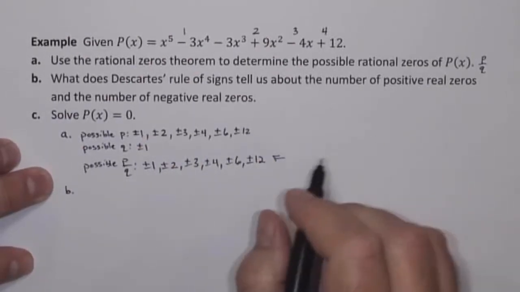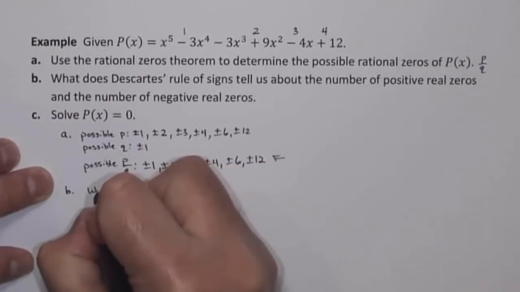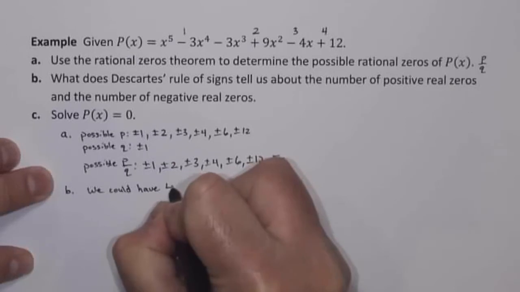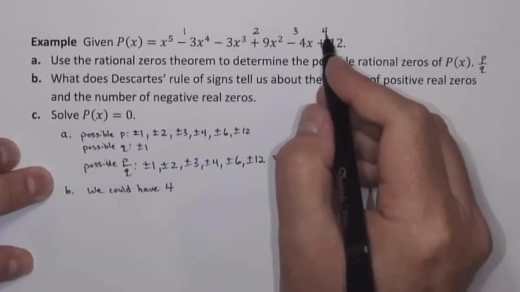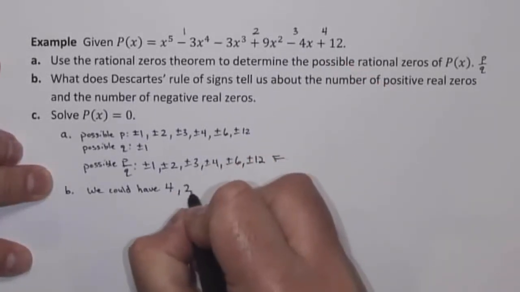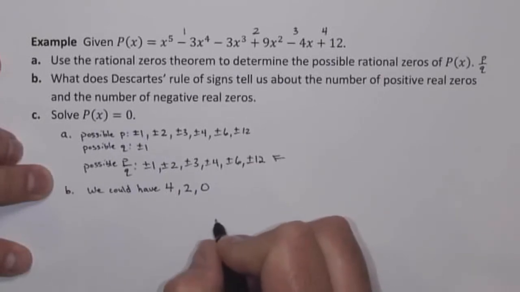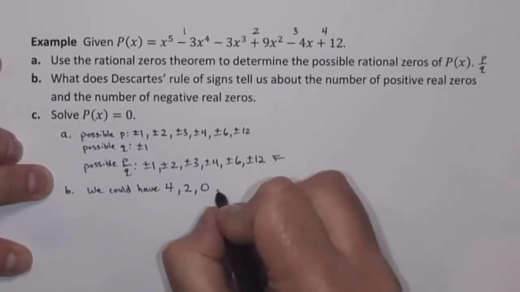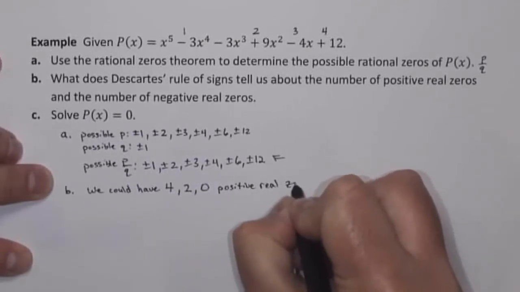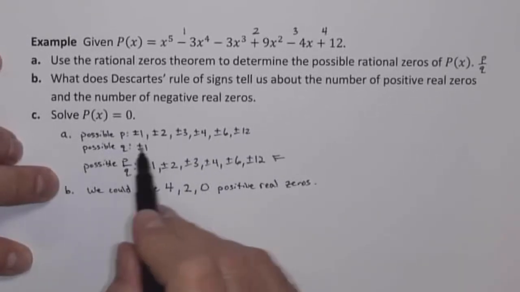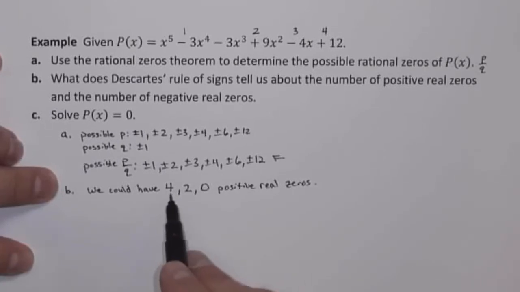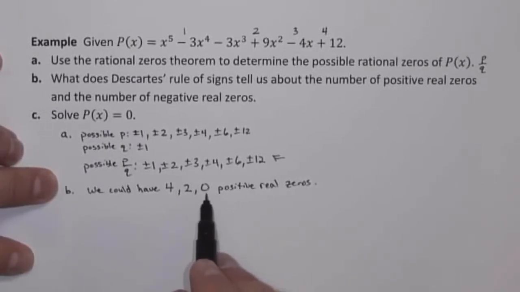So Descartes' rule of signs tells us that we could have up to 4 positive real zeros, or it could be less than 4 but decreased by an even integer. So 4 minus 2 would be 2, and 2 minus 2 would be 0. So we could have either 4, 2, or 0 positive real zeros. Okay? Now those don't have to be the rational ones. But there's only going to be at most 4 positive real zeros, or 2 or 0.